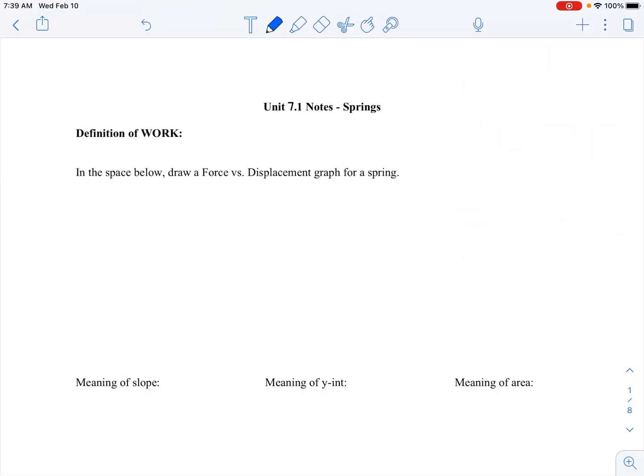Here are the notes for Unit 7.1, Springs. First, we're going to begin with the definition of work. In the scientific sense, work is force times distance. And the force and the distance need to be parallel to each other, or at least some component of force and distance need to be parallel to each other.